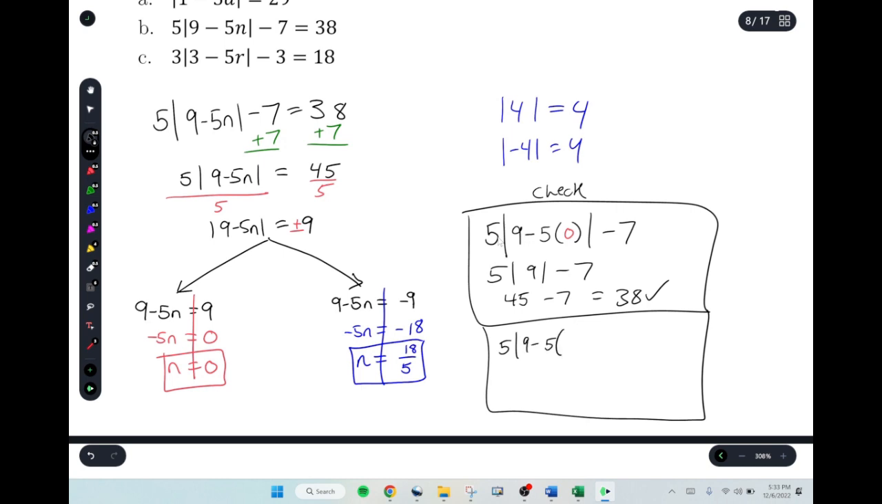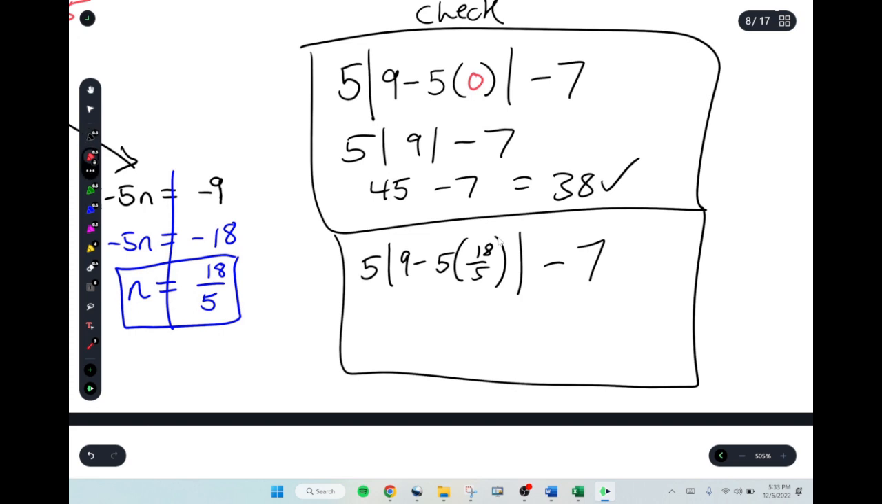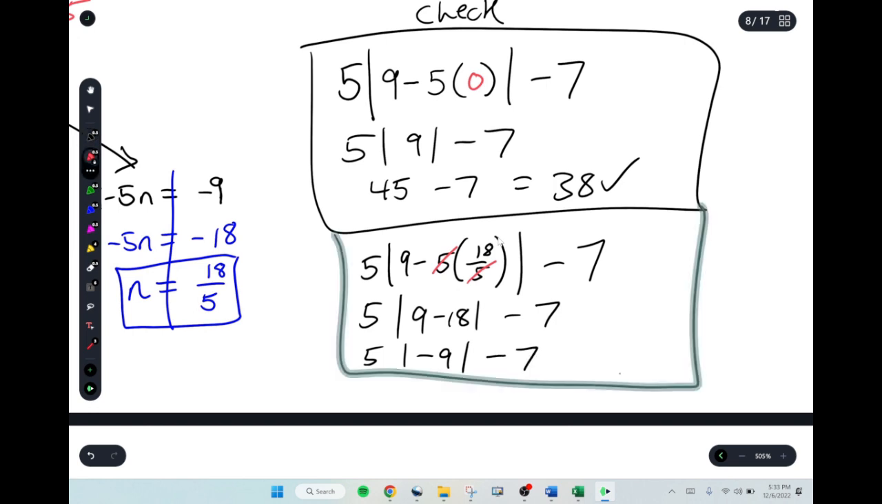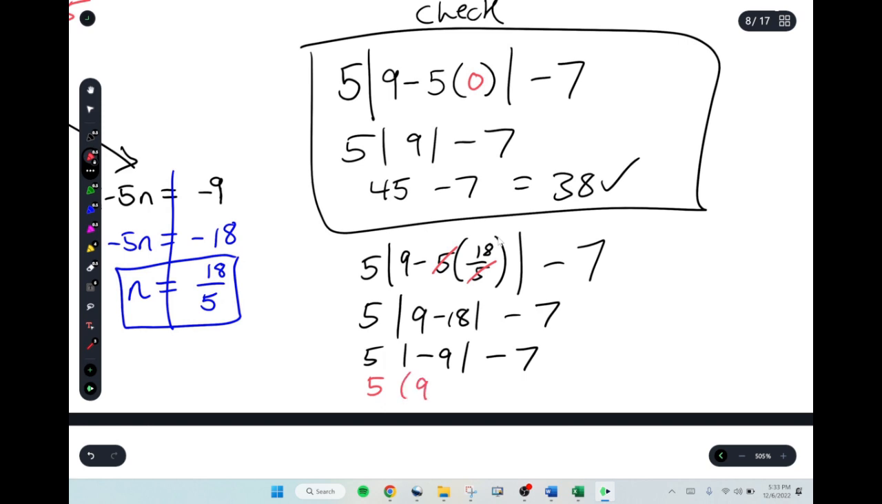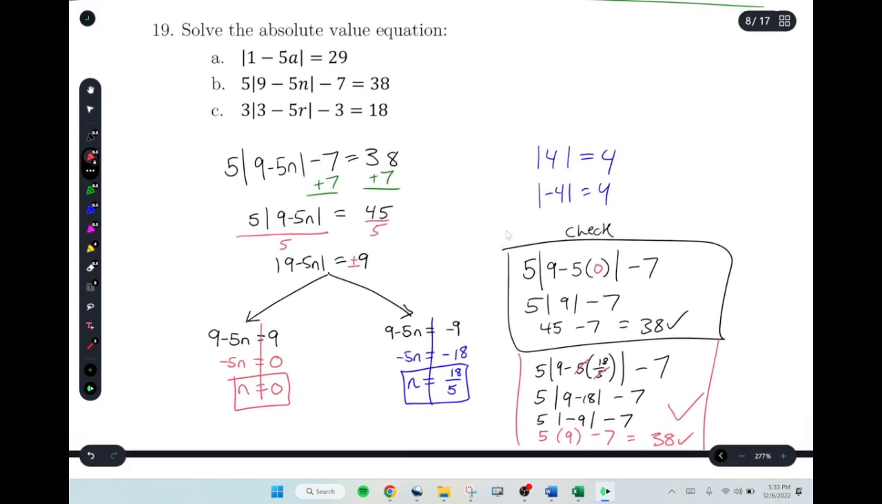5 times the absolute value of 9 minus 5 times 18 over 5, big old bracket, minus 7. Oh, but look at that. Those 5s aren't nice. See what those two 5s did? Minus 7. What's 9 minus 18? And now it's the same problem as before. Worked out. Check. Cool. It worked. Had to be careful, but it worked. That's why I said you're sure of yourself. Now I am. I wasn't before.